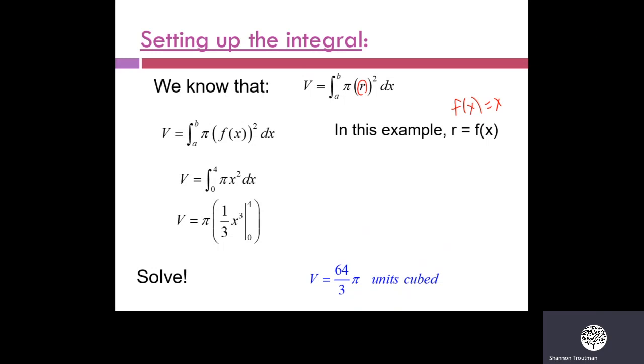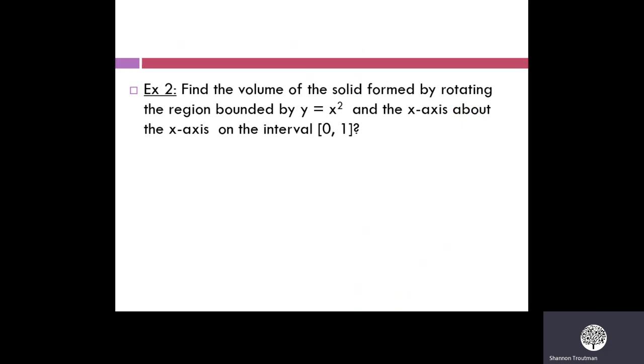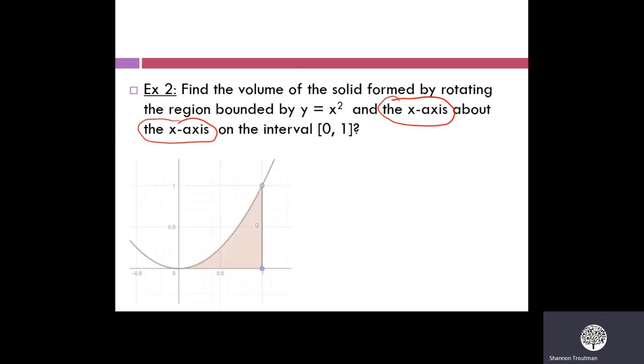Usually we don't really talk about the units, but if they were, there would be cubed. All right, let's do another example. Okay, so example 2, we want to find the volume of the solid formed by rotating the region bounded by y equals x squared and the x-axis about the x-axis. And again, the x-axis is a boundary. You're rotating about the x-axis, which means you're using your basic disk method formula.